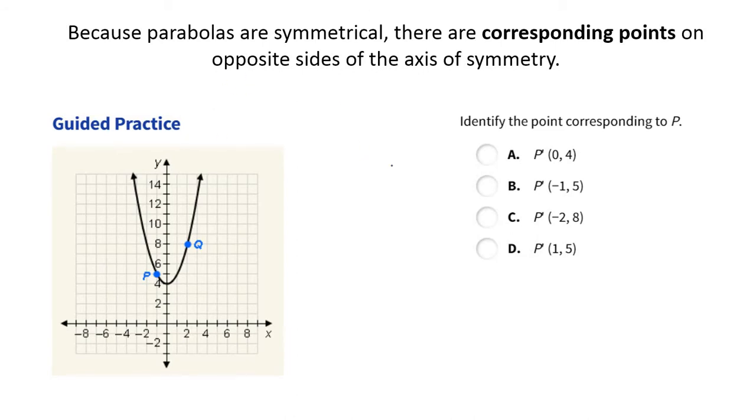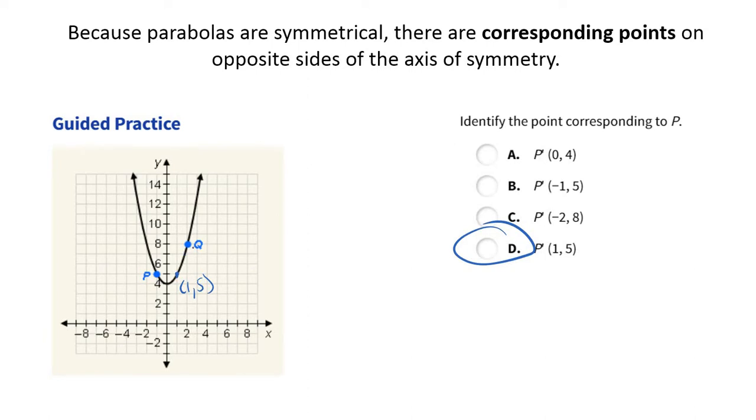Now, because parabolas are symmetrical, there are corresponding points on opposite sides. Let me show you what I mean. So here's a little example. It says identify the point corresponding to P. So here's point P. Well, what corresponds? It's just its mirror image over there. So here would be the axis of symmetry, dividing it in half. So there would be its mirror image. What point is that? Well, it looks like 1, 5, right? X equals 1, y equals 5. And so that would be the winner there.